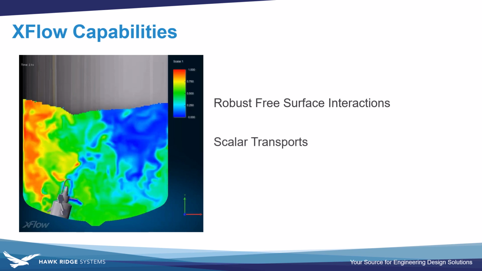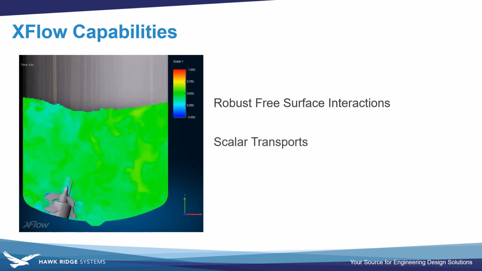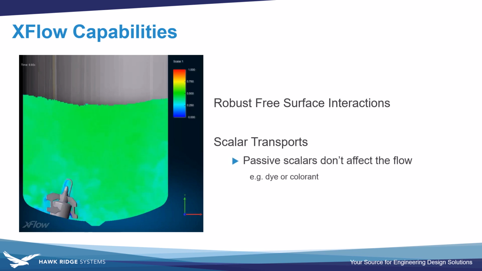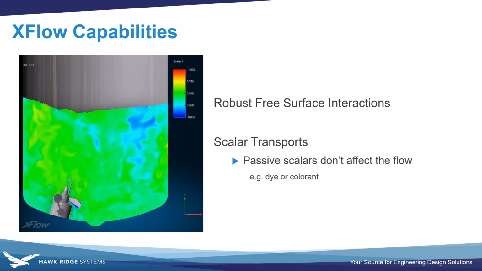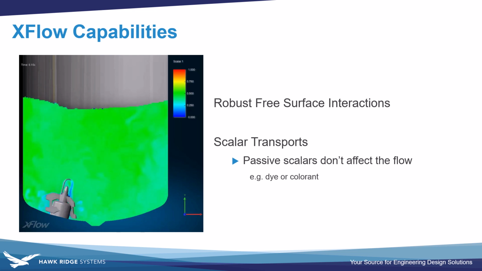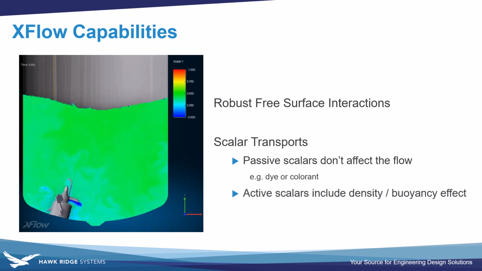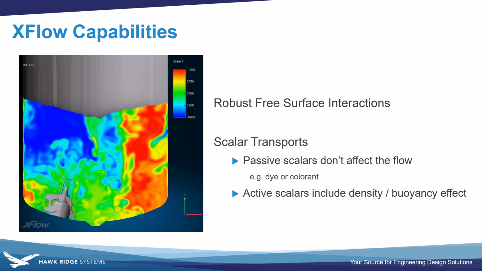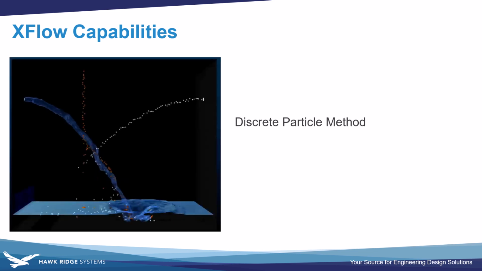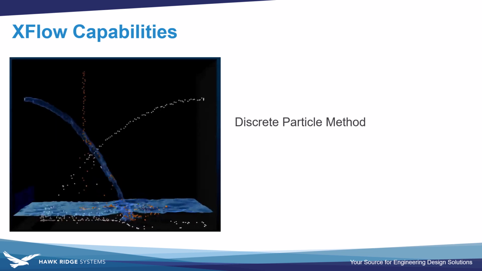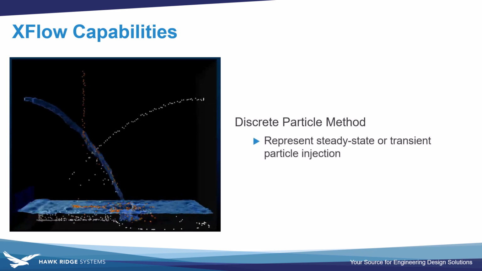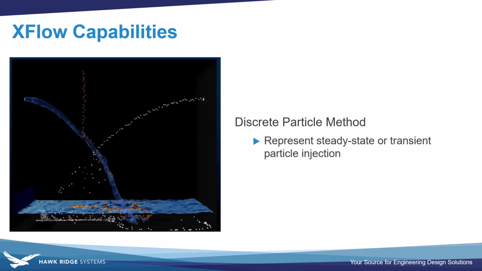It also has the ability to utilize scalar transports, which is a method to define additional species within the flow. There's passive scalars, which don't affect the flow, which could represent things like dye or colorant, and active scalars, which can incorporate density and buoyancy effects. There's also the discrete particle method, which allows for particle injection on either a steady state or a transient basis.